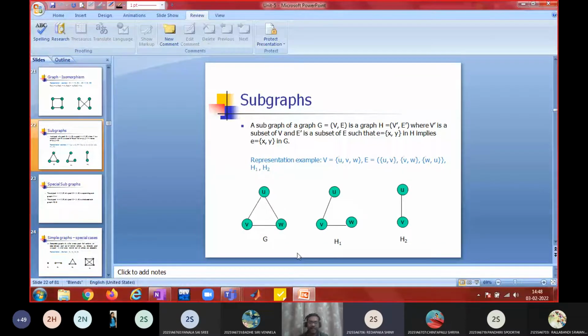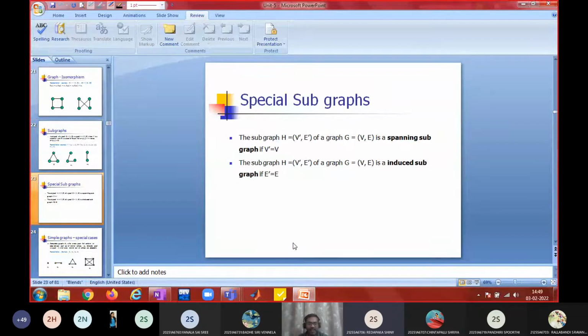Okay. And what do you mean by induced subgraph? A subgraph is said to be an induced subgraph if both are having the same edges. If the edges of G are the same as the edges of H, then it is said to be an induced subgraph. That means V dash can contain fewer vertices than V, but the number of edges must be the same. That is said to be an induced subgraph.